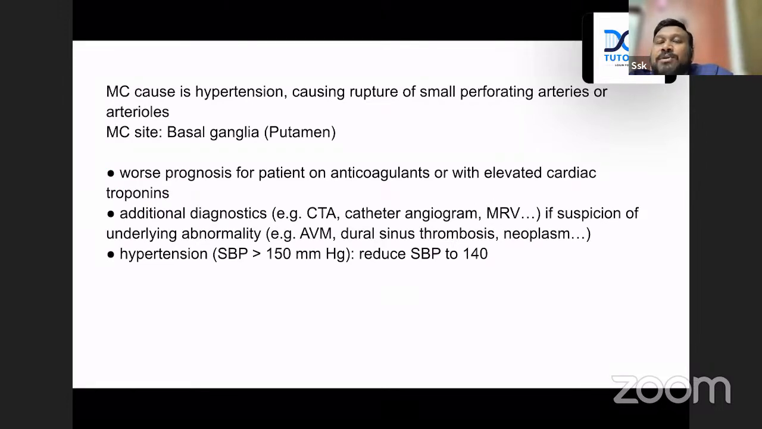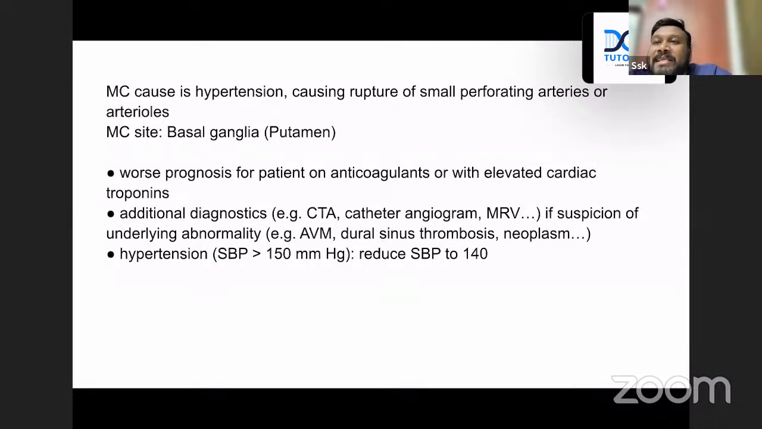And the most common cause, as you know, is hypertension due to rupture of small perforating arteries. It is called as Charcot-Bouchard aneurysms. And worse prognosis for patients on anticoagulants or with elevated cardiac troponins. So when do you need to do additional diagnostics like CT angio or catheter angiogram or an MRV? If you suspect an underlying abnormality like AVM or dural venous thrombosis or neoplasm.